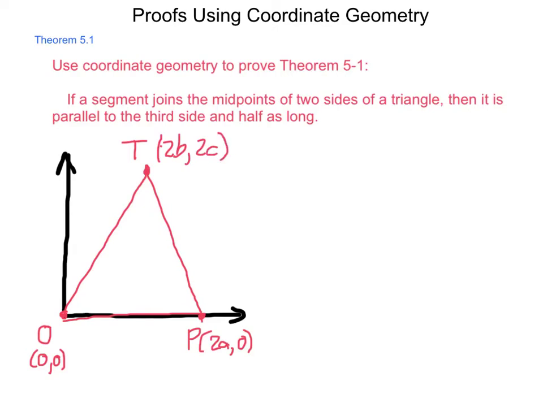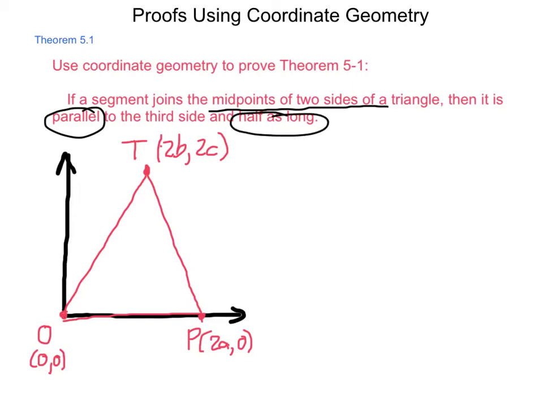Now the reason the 2's are used quite often is because that makes it possible to take half of it without dealing with fractions. Other numbers could be chosen just as well. This makes it convenient. So what we're going to have to do is, as the theorem states, find the midpoints of two sides, talk about it being parallel, and then half as long.